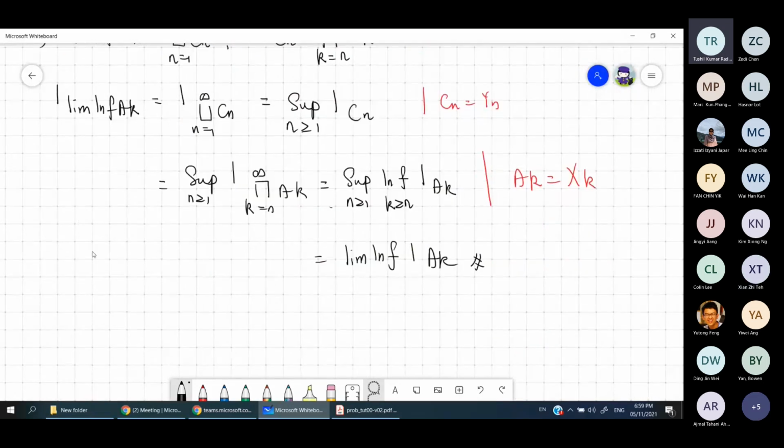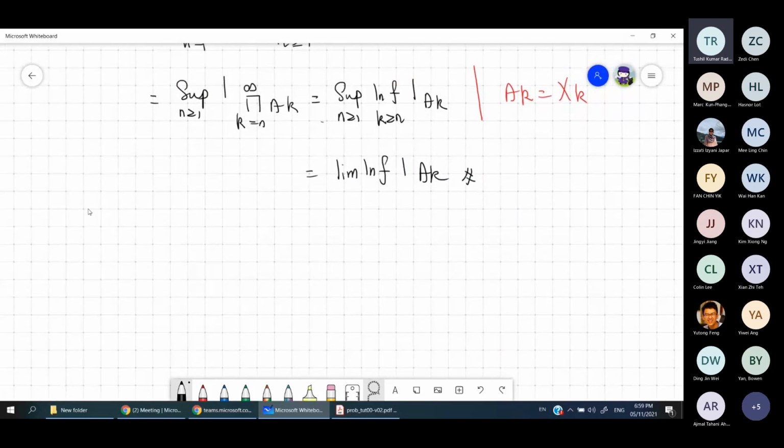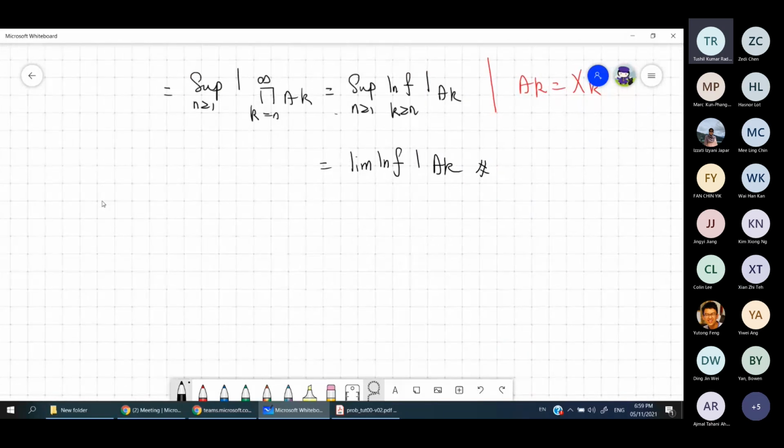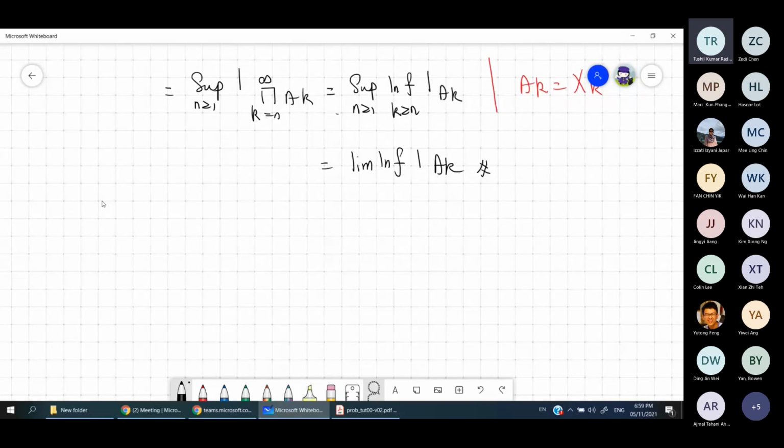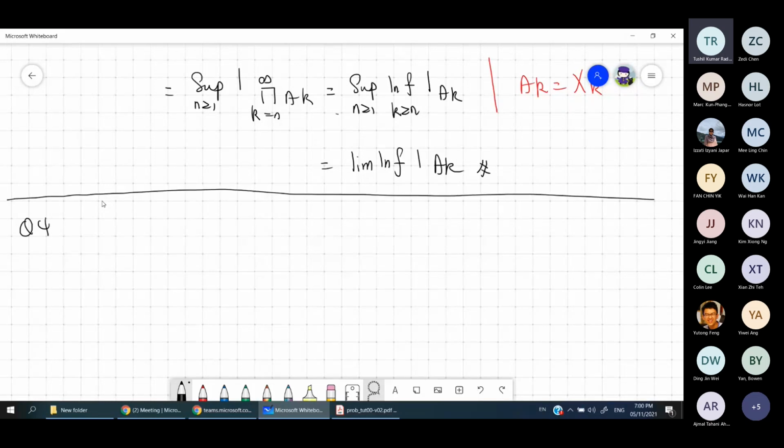I think number 4, you can do it using the table. So question 4, you can do it in this way. What you need to do is you just need to construct the table. So question 4, maybe just one of them.